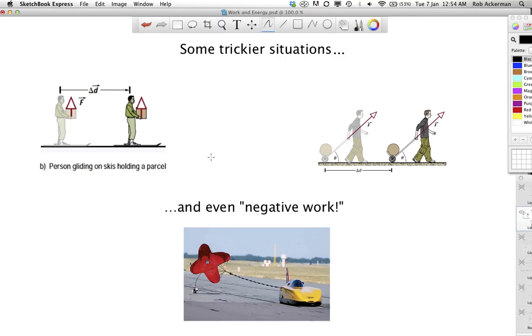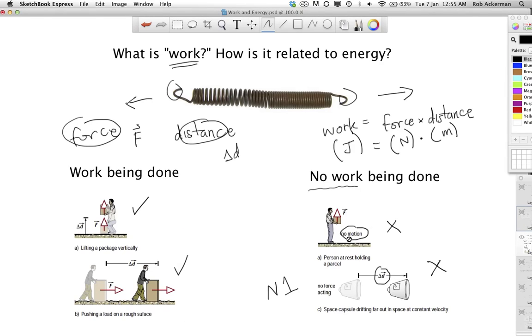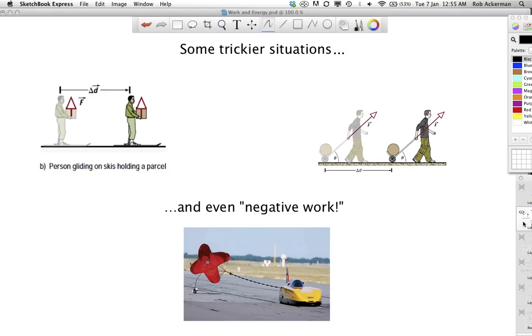Let's take a look at a few more examples. These ones are a little bit trickier. Here a person is holding a box, just like the person was over here, only this time the person is on skis and is just gliding along. Is the person doing work? Pause the video for a moment and think about it. Okay, and you're back. The answer is the person is still not doing any work.